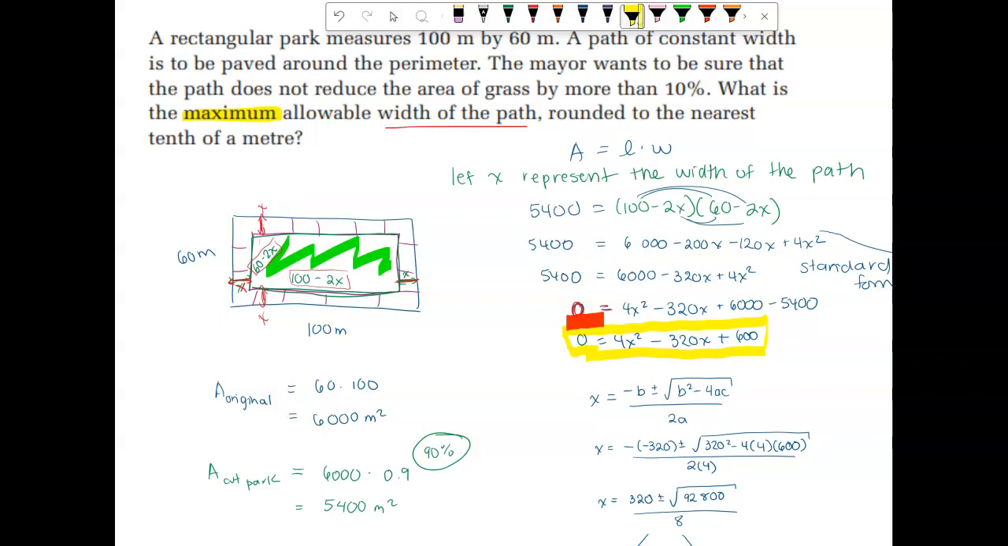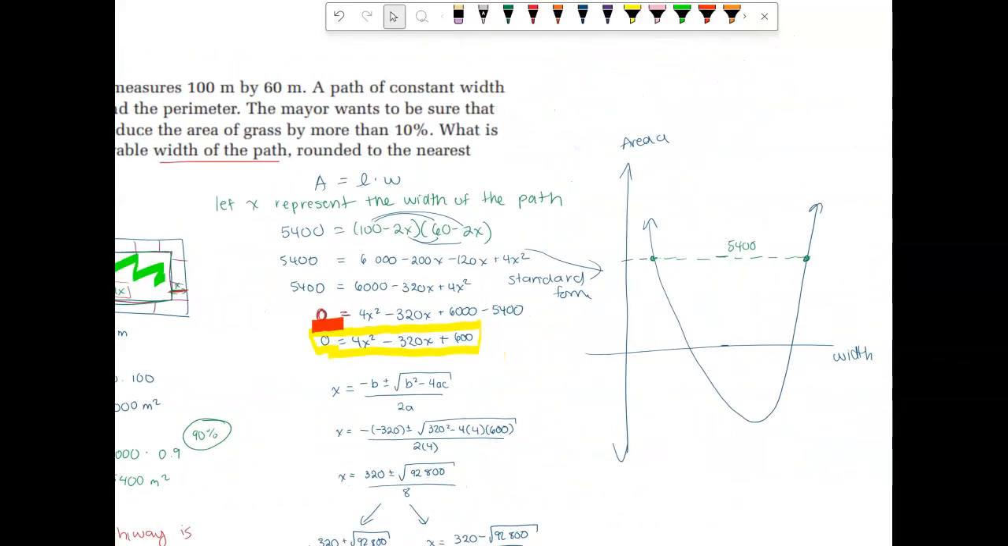I want to find out, when does this happen? So I'm actually trying to find out the x value, the x-intercept in this case. But the x-intercept is not talking about the x-axis. When I initially set the equation as 5,400, I'm actually trying to find out, when does this quadratic equation hit 5,400? That's the value over here. So imagine if there was an imaginary x-axis at 5,400, when does the quadratic hit those 2 points?